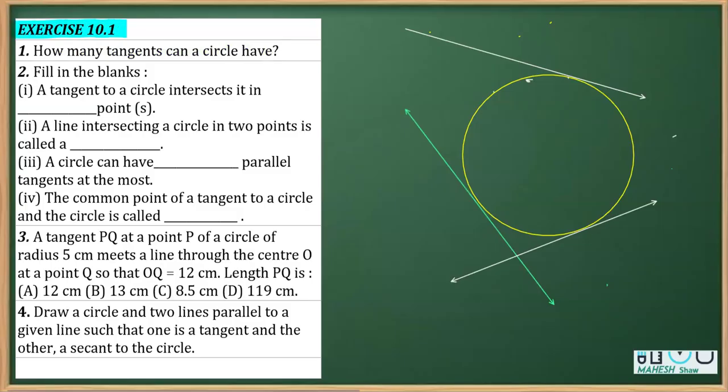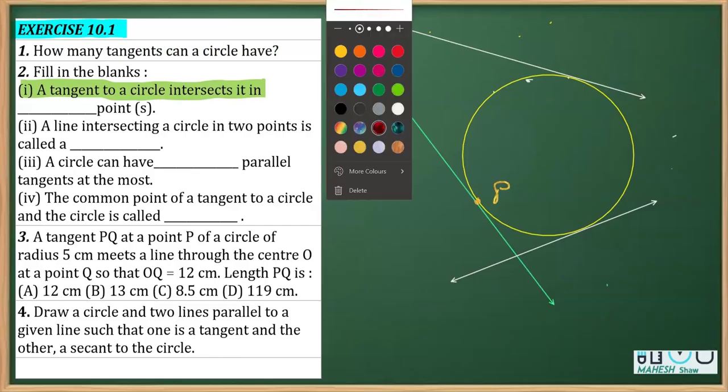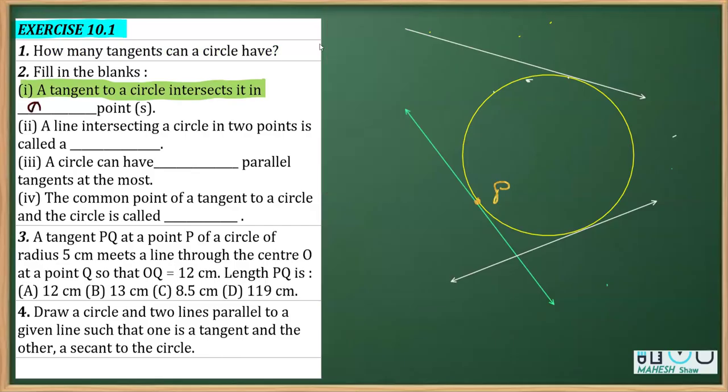Now coming to the next question, it says a tangent to a circle intersects at dash points. So what you can observe here is that this is one point. A circle and a tangent have only one point in common. So the correct answer for the first part of the second question is 1.